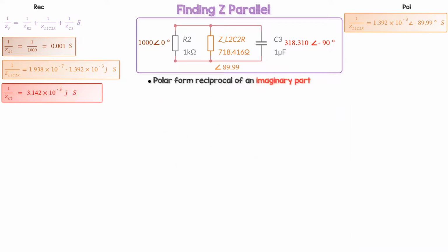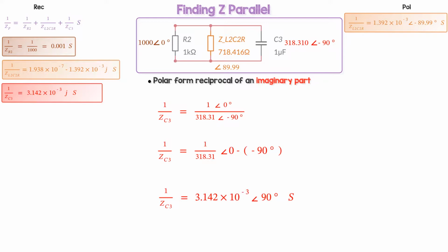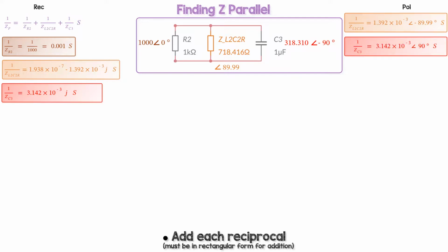Let's do the polar form reciprocal of the capacitive impedance. Really easy. 1 divided by 318.31 at an angle of 0, take away minus 90 degrees. So be careful about the double negative. So that comes out as 3.142 times 10 to the minus 3 Siemens at an angle of 90 degrees. Now we're going to add the reciprocals together in rectangular form. And after that, we'll do the reciprocal to find Z parallel.